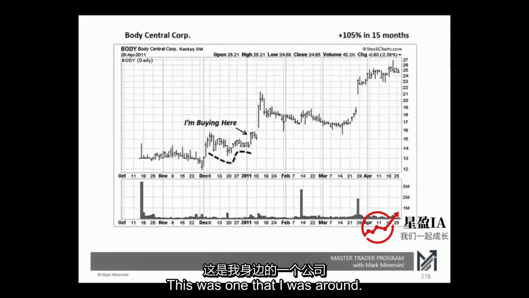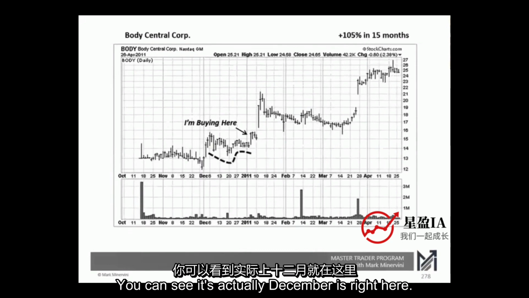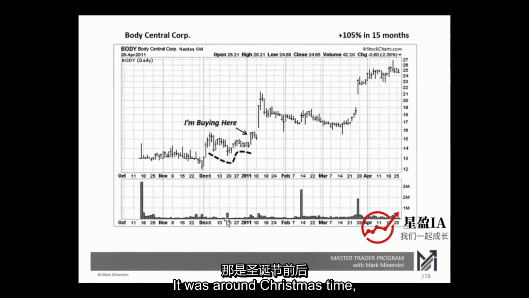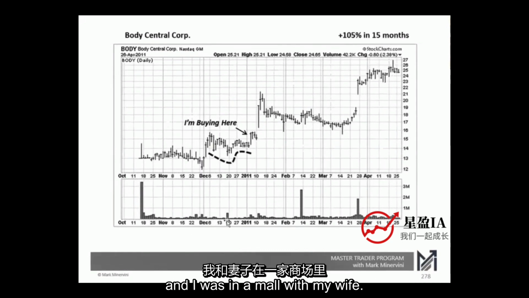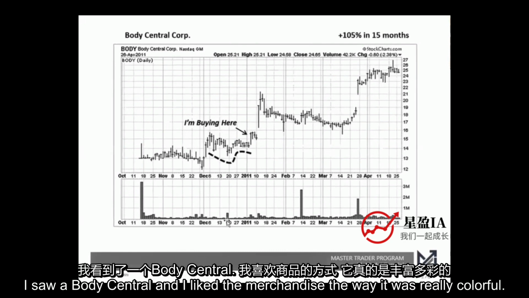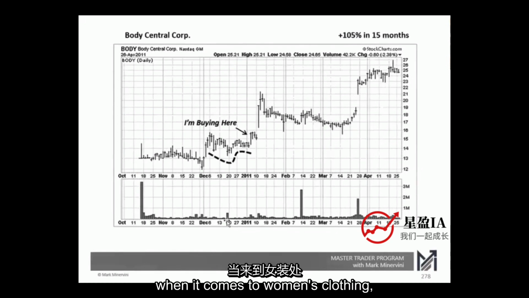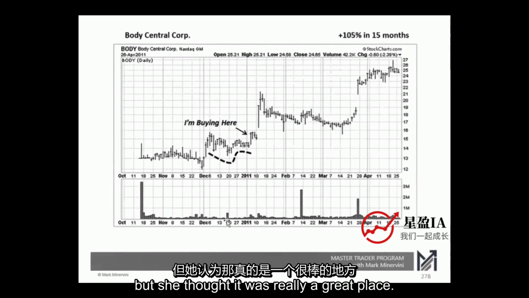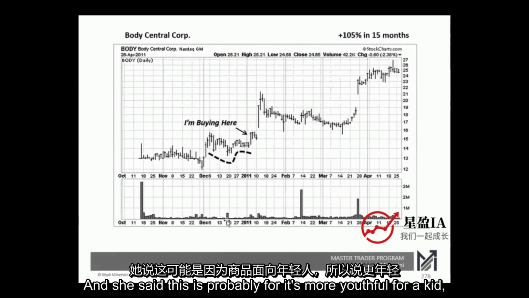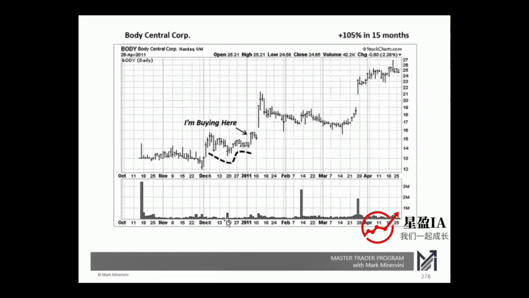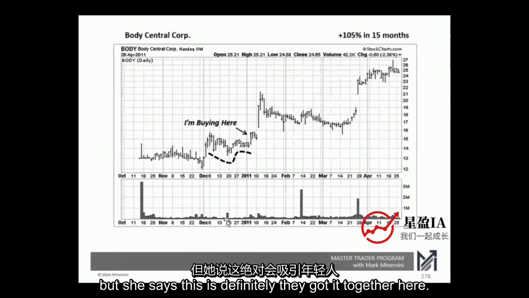Body Central. This was one that I was around. You can see it's actually December is right here. It was around Christmas time, and I was in a mall with my wife, and I saw a Body Central, and I liked the merchandise, the way it was really colorful. It just attracted me so much to go in. And when it comes to women's clothing, my wife is the expert there, but she thought it was really a great place, and she said, yeah, this is probably more youthful for a kid, but definitely, they got it together here.